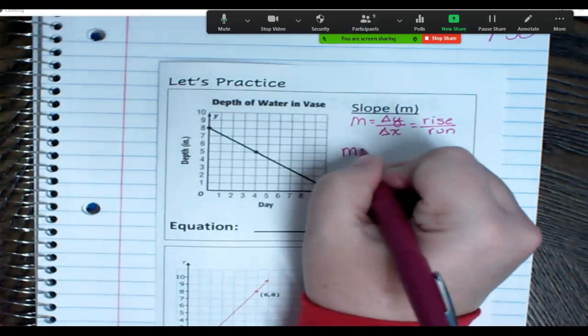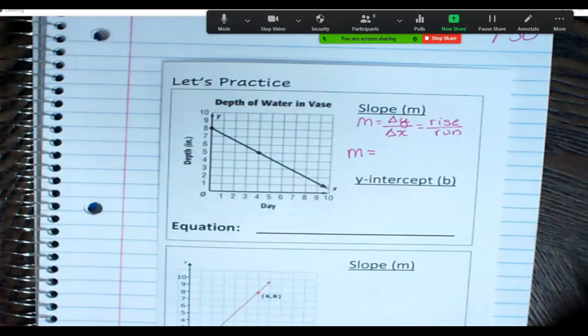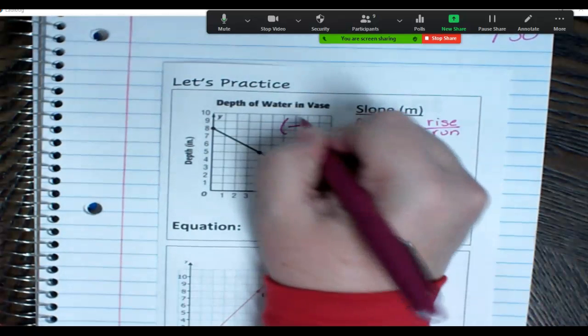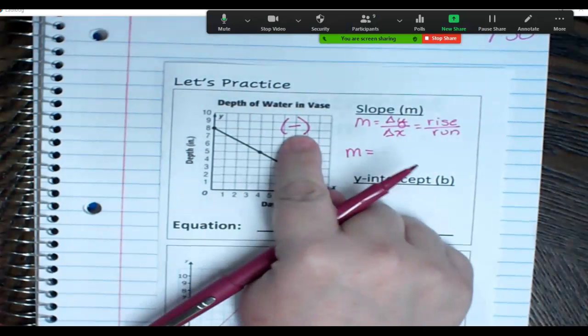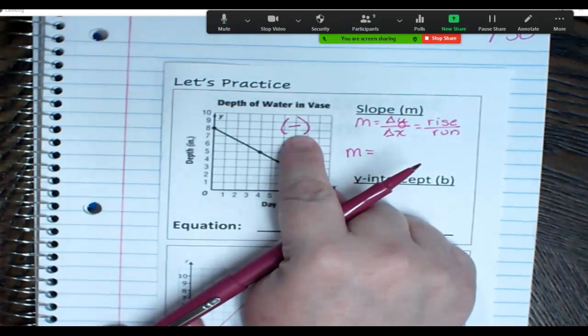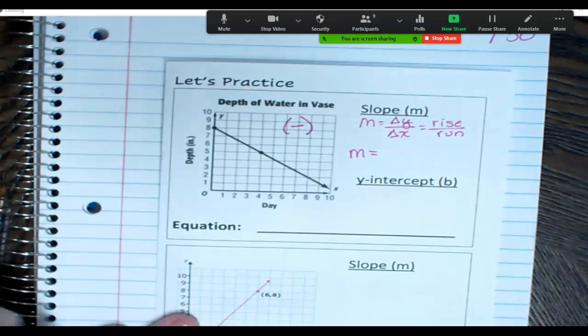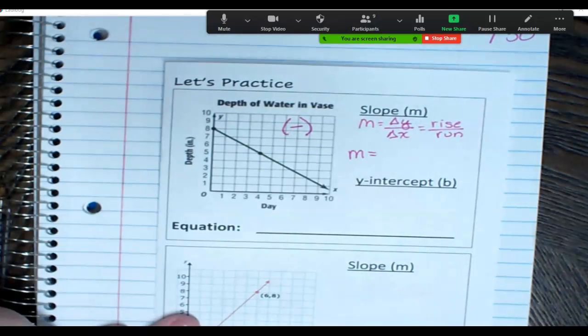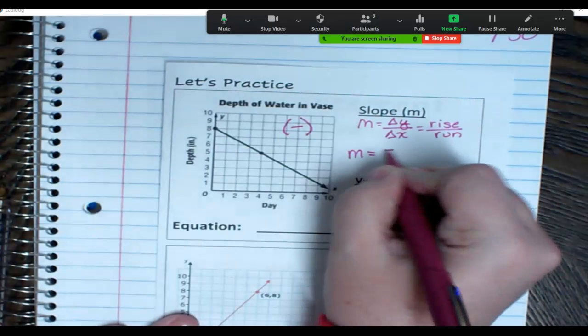So m is equal to, well, first of all, what kind of slope is this? Look at the graph. Negative, how do we know? This is going down. So I just write a little negative symbol instead of writing it out. I'm tired of writing it out now. We know what that means, right? It's negative. All right, so I better put my negative here before I forget. We don't want to forget.